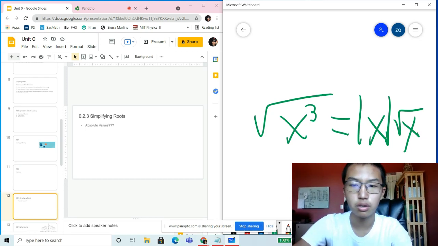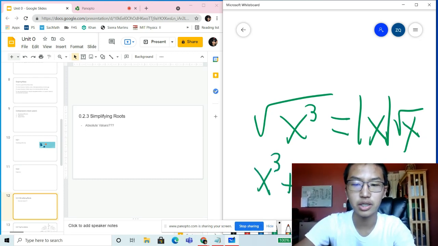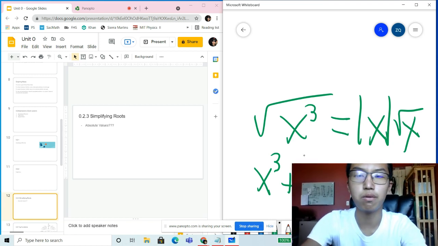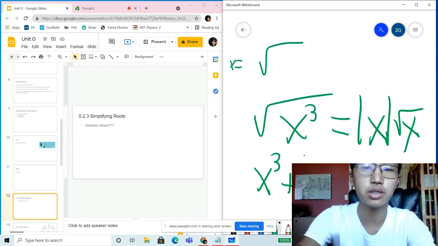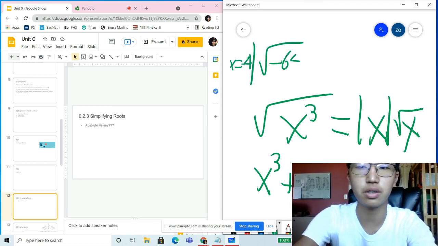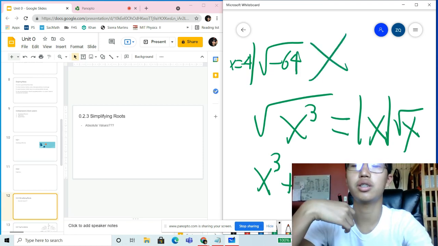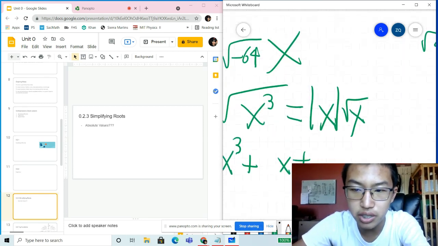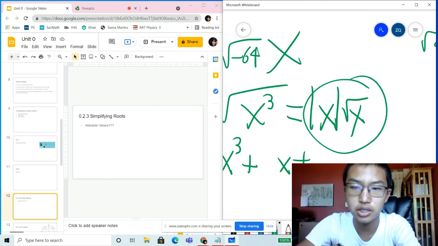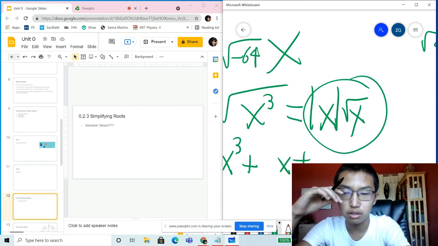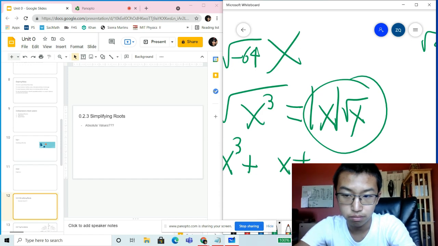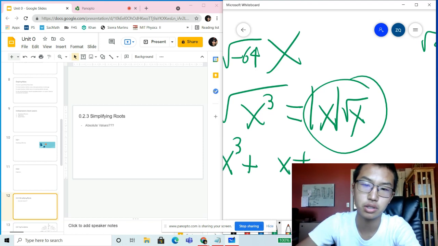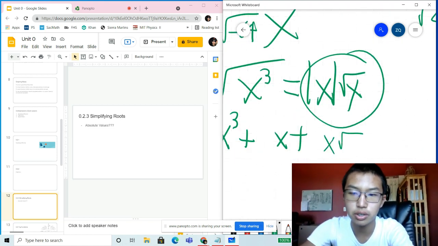For x cubed to be positive, x must be positive. If x is negative, like -4, if x equals -4, we get the square root of -64, and that is not a real number. So x has to be positive. And because x is always positive, we can be certain that this will remain positive, even without the absolute value signs, because square root of x is going to be positive and x is positive, so we get a positive number. So it's just going to be x root x.